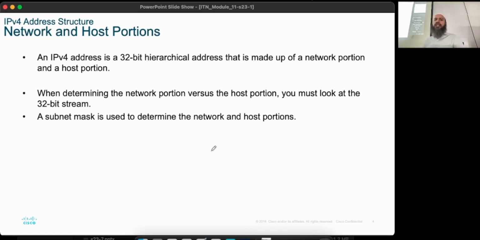Okay, so let's start off with the idea that you have already seen quite a few times. The idea is that an IP address, which is a 32-bit address, okay, you'll see what hierarchical means in just a minute. It's a 32-bit address. It has a network portion and a host portion. Again, you've seen this before. When determining the network portion versus the host portion, you must look at the 32-bit stream. So you have to look at all of them, and a subnet mask is used to determine the network and host portions. So you have seen this before.